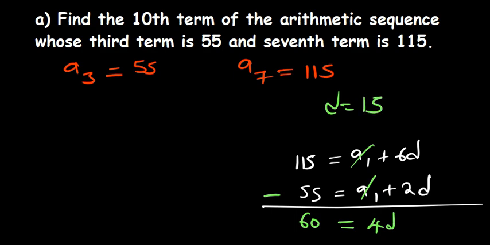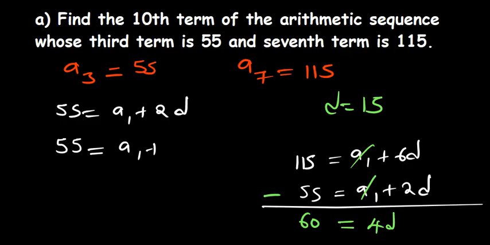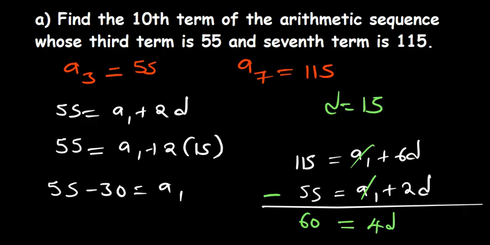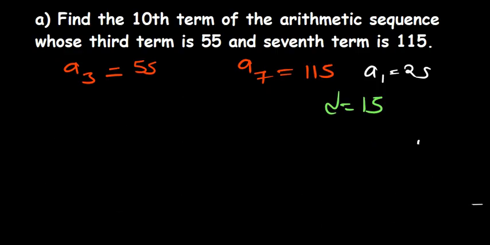After you find the d, you can use any equation. I can use the one with the smaller numbers. 55 is equal to a1 plus 2d, so that we find the other missing variable, a1. Our common difference is 15, so we end up with 55 minus 30 is equal to a1. Now 55 minus 30 is what? That's 25. So we've determined all that we need for this question. Now we are very much sure we know what we need to do to find the 10th term.